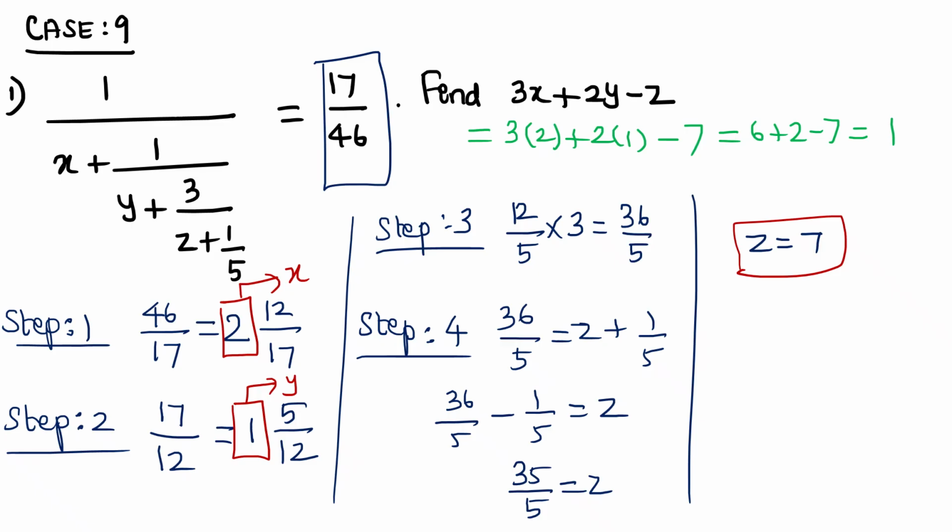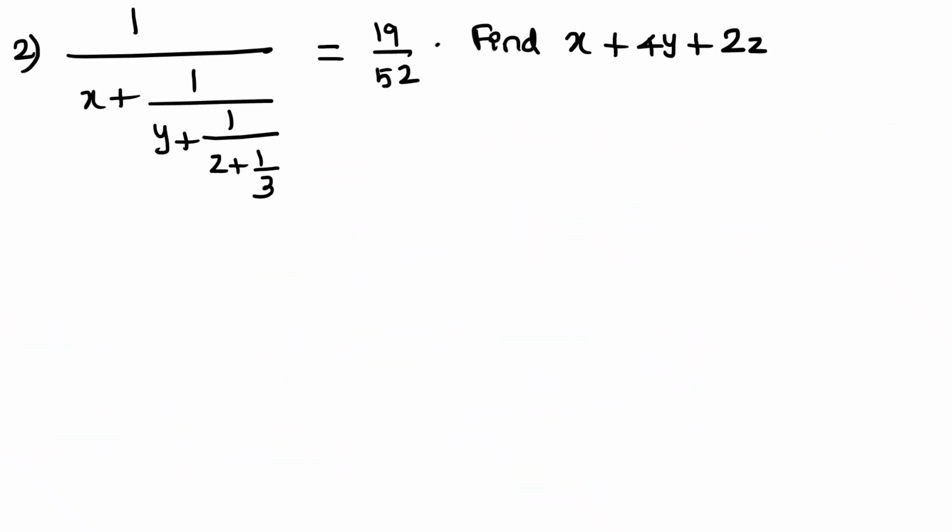Now let's move on to the second problem. When you observe here, all the numerator parts are 1. It's not any other number, right? So in this case also you will follow the same set of steps. Now let's see step 1. What I told you, you have to write the reciprocal of 19 by 52. When you write the reciprocal, I'll get 52 by 19. Then write the mixed number format, that is 2 14 by 19. When you write it here, this 2 represents your x value.